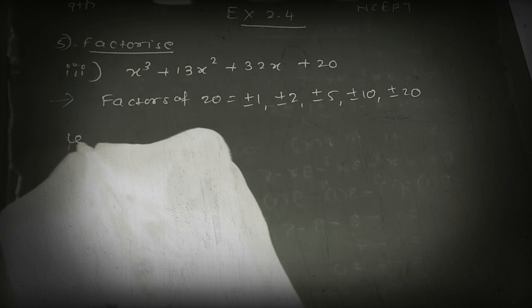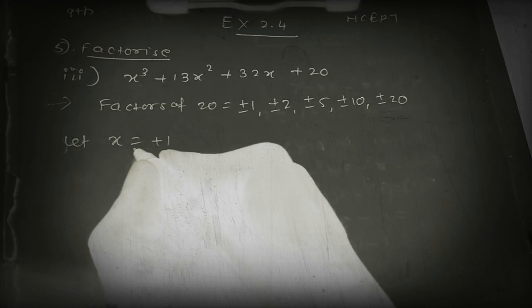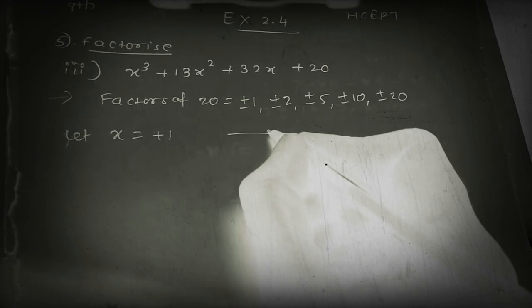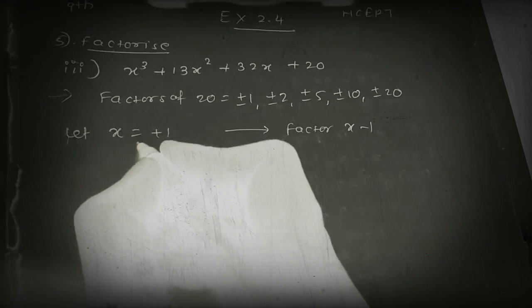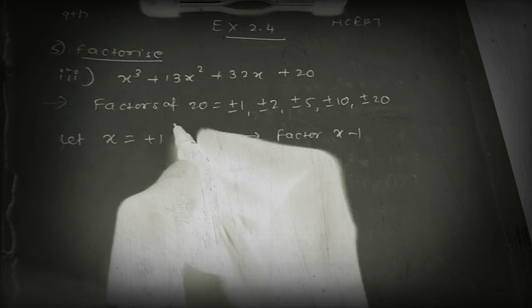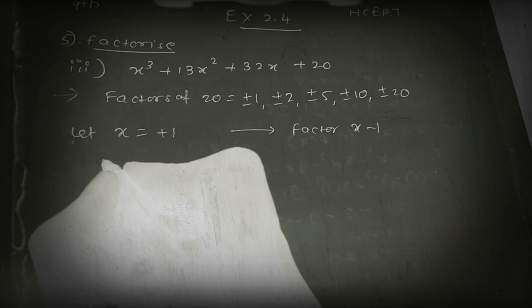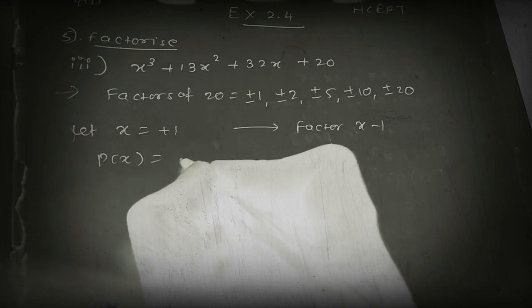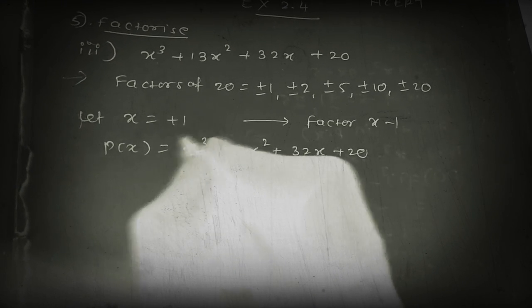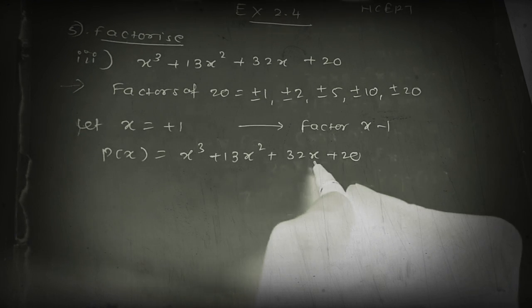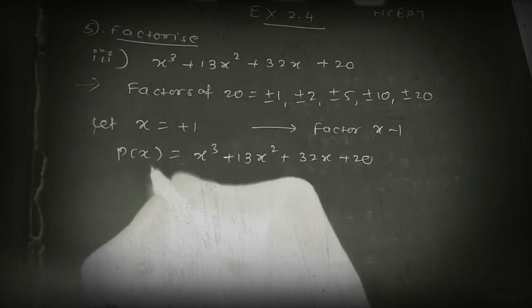So let x be equal to plus 1. If x equals plus 1, your factor will be what? Remember, the factor will be x minus 1, because x indicates the zeros and zeros will give the factor. So put x equals 1 in the given polynomial, that is p of x. So this is a polynomial, and wherever there is x, you have to put plus 1. If you put plus 1 and you get the answer 0, it means what? This is a factor.